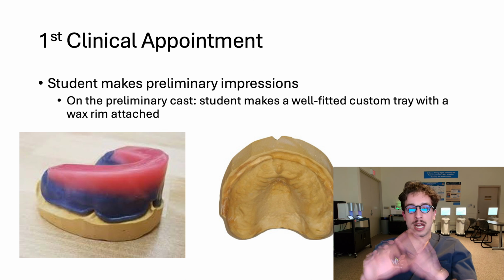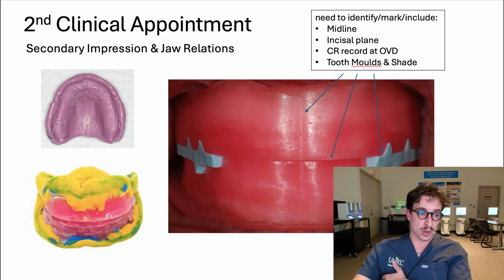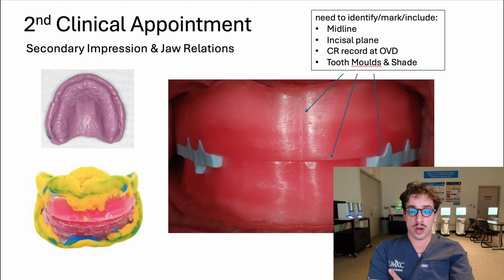Obviously the extensions are going to be like we see here in this video, or this photo up here, and with that wax rim on top of that. So we're going to then take that into our second clinical appointment, where we will border mold with heavy body, and then take our final impression, and then also do our max man relations with that off of that final impression.